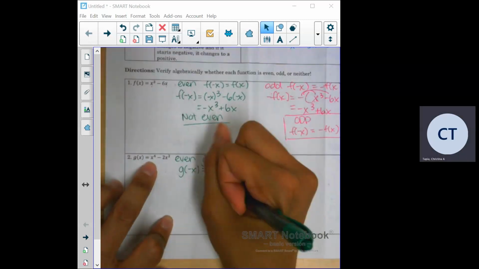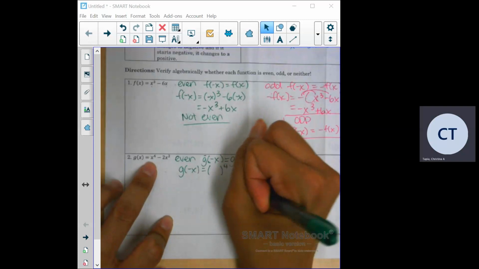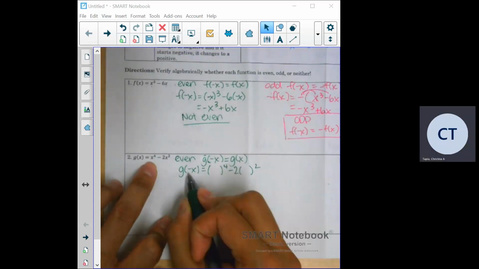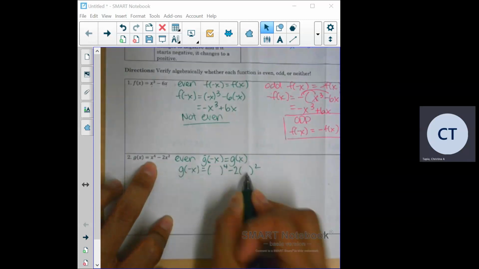So for g of negative x, I'm going to substitute in a parentheses for every x that I see. And I'm going to substitute in this negative x to both of the parentheses.